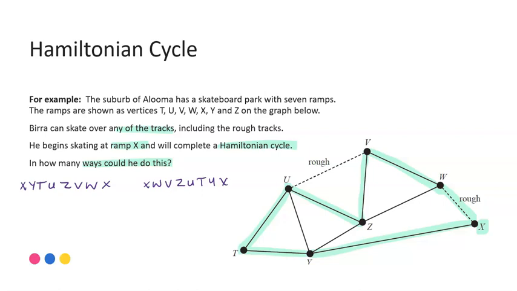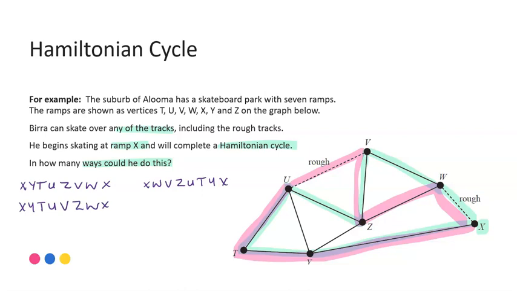But potentially when I came through here from U, I may have had a couple of options. So I could have come X, Y, T, U, cross to V, Z, W, and the rough. So there's a whole new path. So X, Y, T, U, but then across to V, Z, W, X, and again, the reverse of that. So X, W, Z, V, U, T, Y, X. So I'm now up to 4 possible pathways.